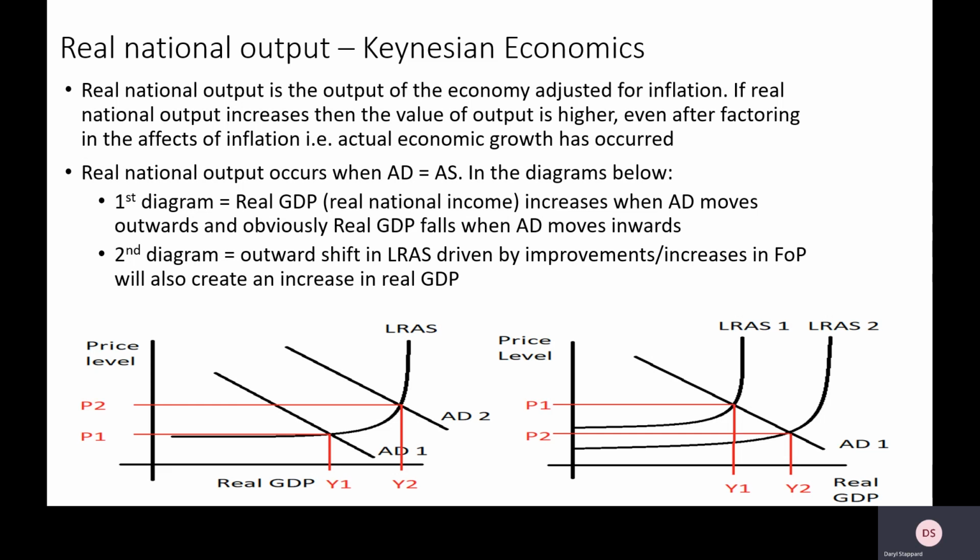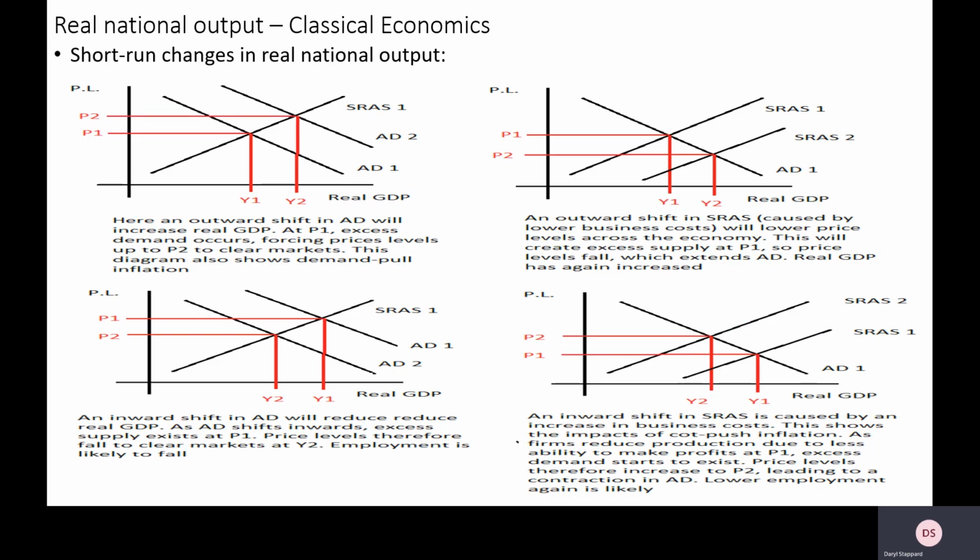Now remember, LRAS moving outwards is caused by potential economic growth. This is about an improvement or an increase in our country's factors of production. As LRAS moves outwards, what we would assume is that better productivity would drive down price levels across the economy, and that would allow more people to demand more output, which would lead to a growth in national income. Okay, so you've got a movement outwards in AD in the short run. In the long run, you've got LRAS moving outwards, which means potential economic growth would allow for a further growth in national income.